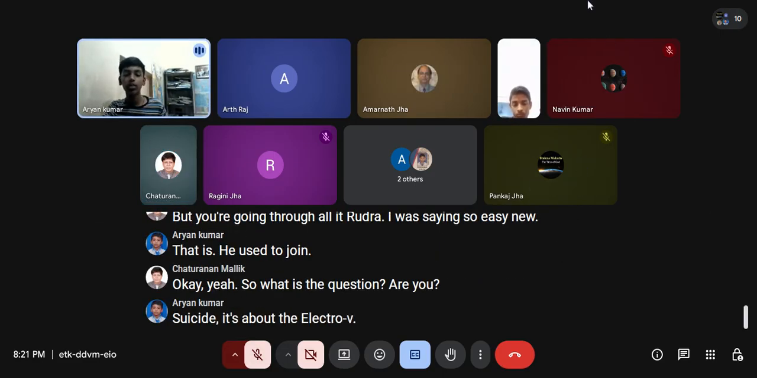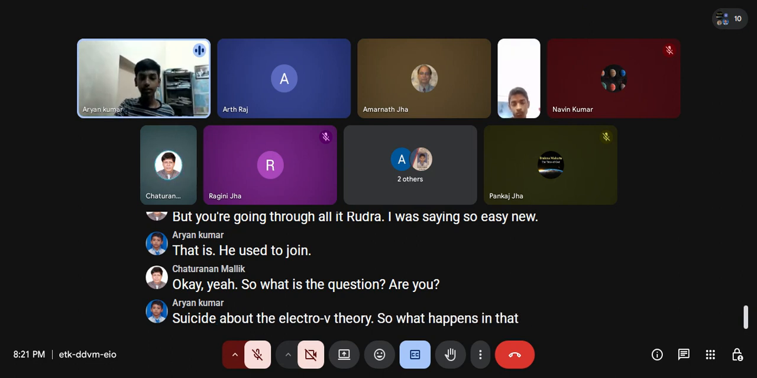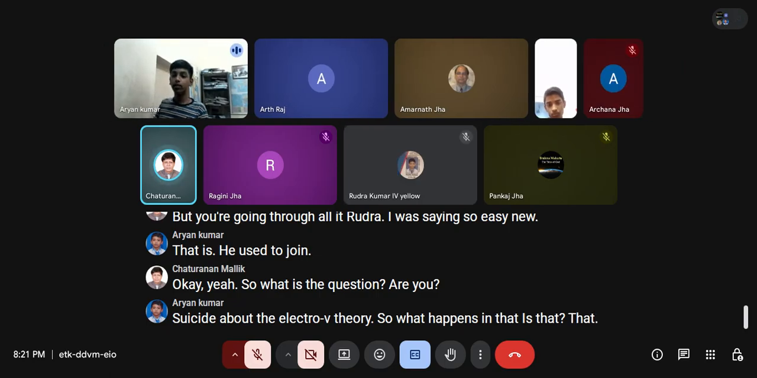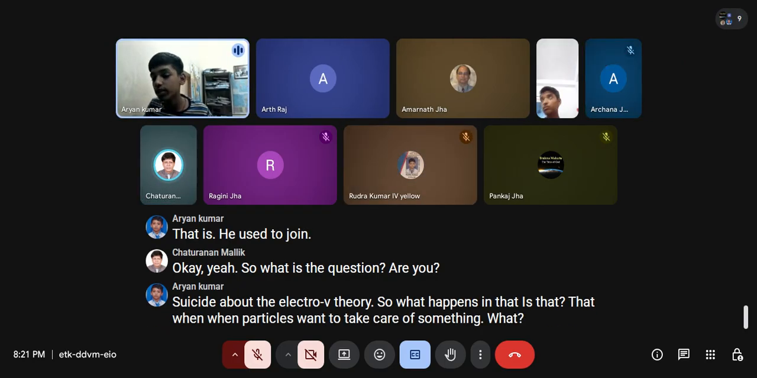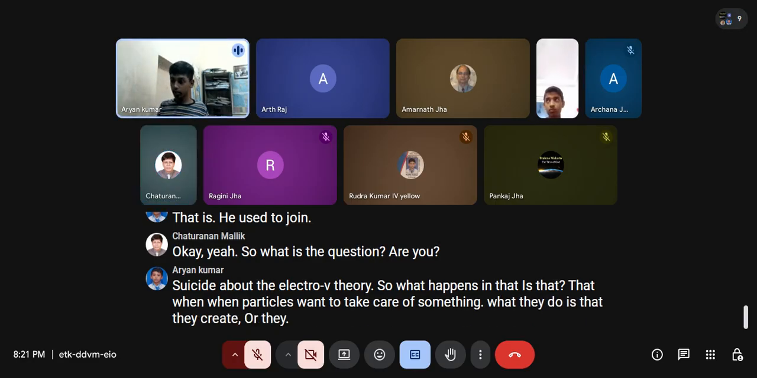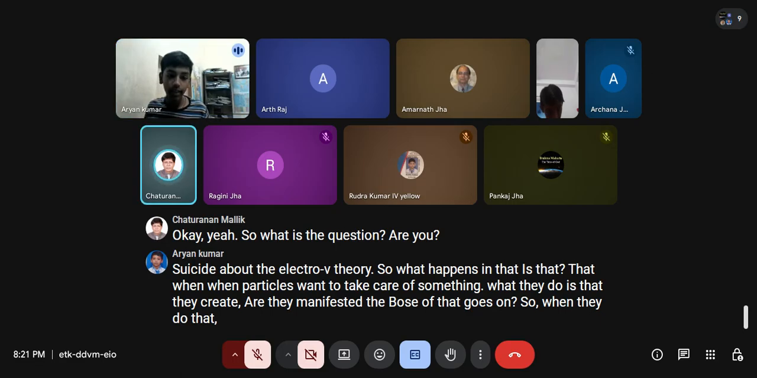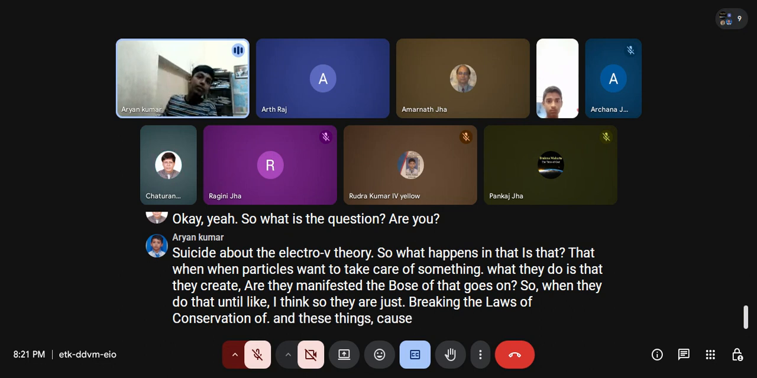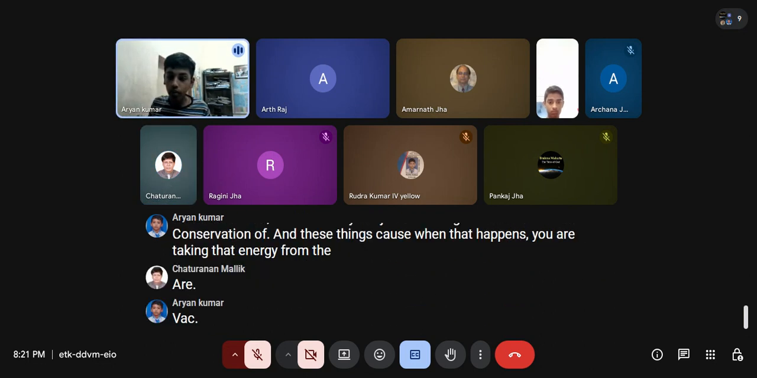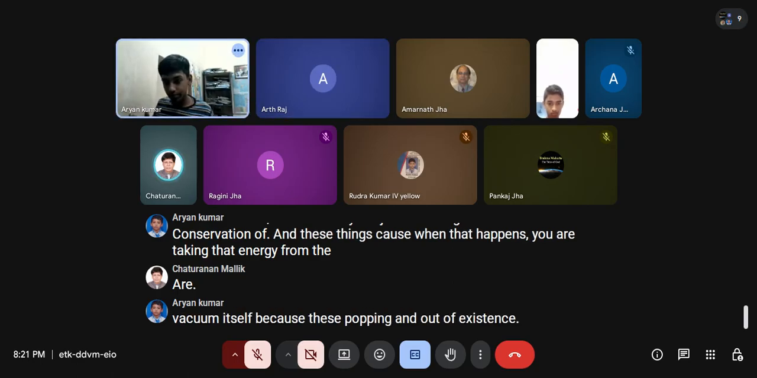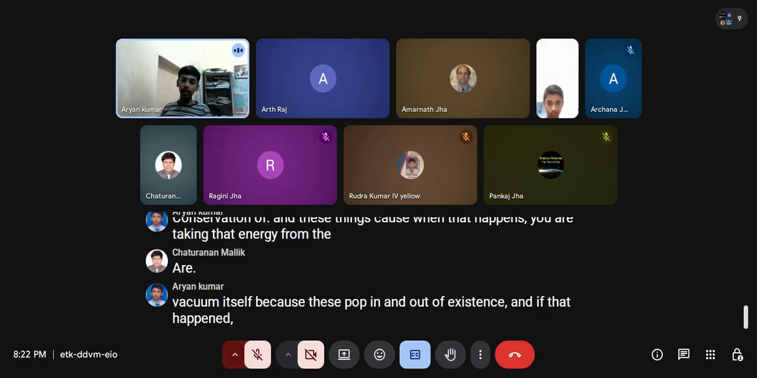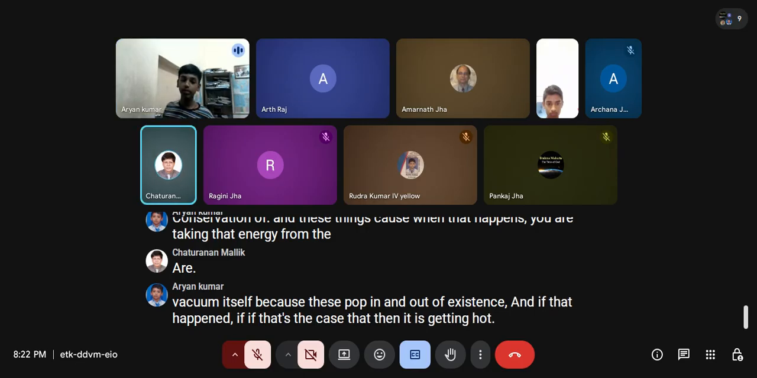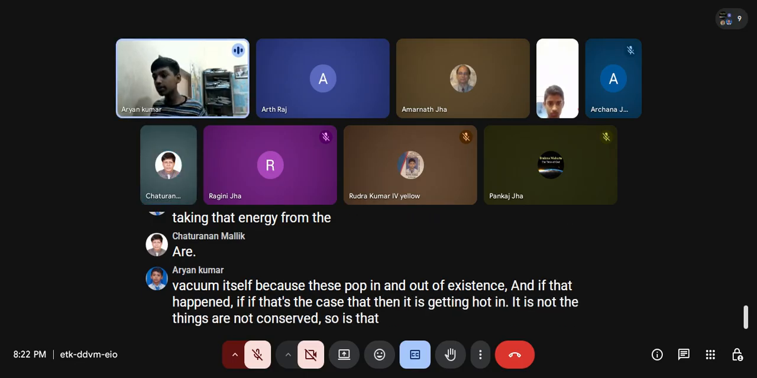Sir, it's about the electroweak theory. What happens in that is that when particles want to decay or do something, they create or manifest the W and Z bosons. So when they do that, aren't they breaking the laws of conservation? Because when that happens, we are taking that energy from the vacuum itself, because these pop in and out of existence, and if that's the case, the energy is not conserved. So isn't that breaking some rules?